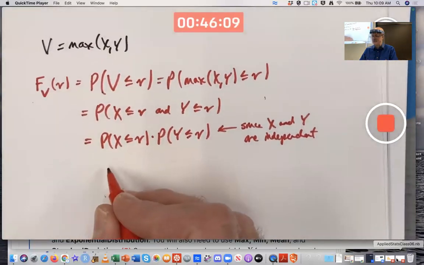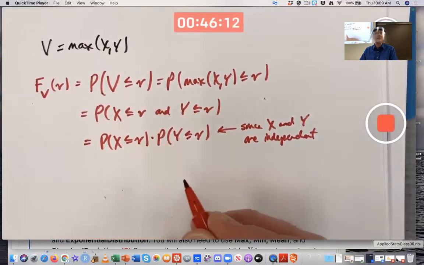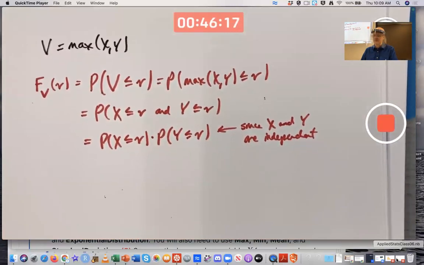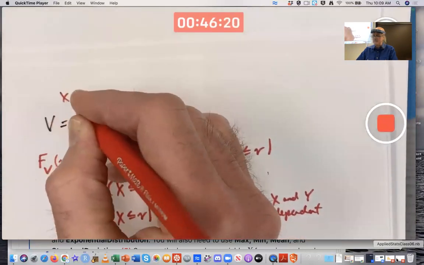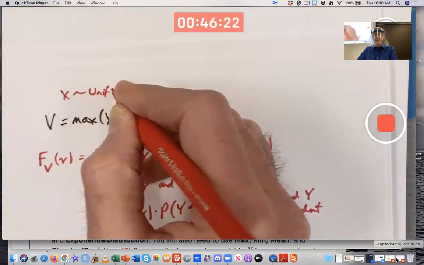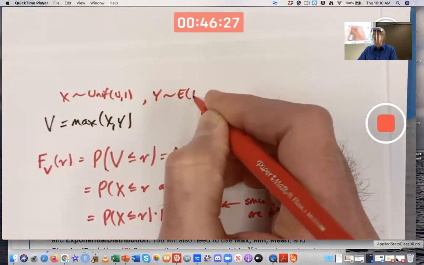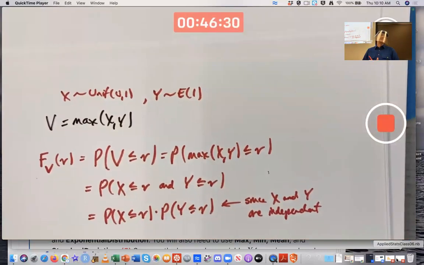Now use the CDFs of x and y individually, but you've got to be careful about domain. X again is uniform 0, 1. Y is exponential with a mean of 1. X has to be between 0 and 1, but y can be any positive number. Just because its mean is 1 doesn't mean it couldn't take on a value of 1,000,000. That would be extremely unlikely, but theoretically possible.